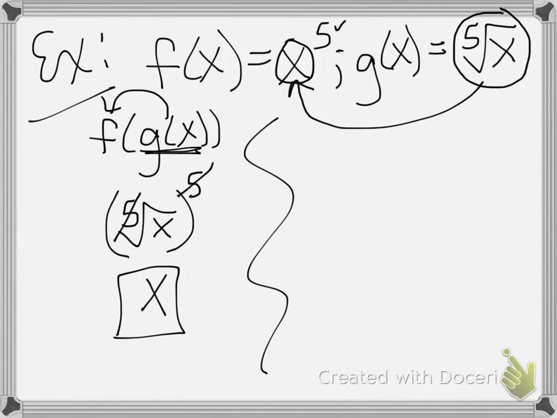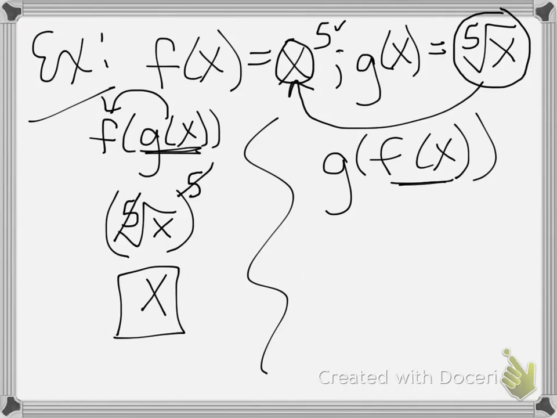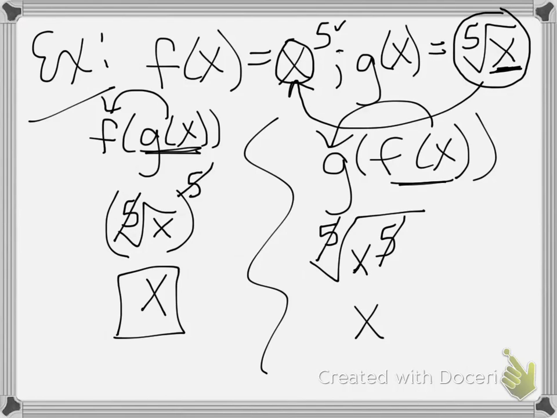Now if I go the other direction with g of f of x, I'm going to take the f function and plug it into g. So I'm going to take x to the fifth, and put it in where this x is on my g function, but it still has the fifth root part. And we have the exact same situation. The fifth root of the fifth power, they cancel each other out, and I get x. And so these are inverse functions. And that's how you verify an inverse.